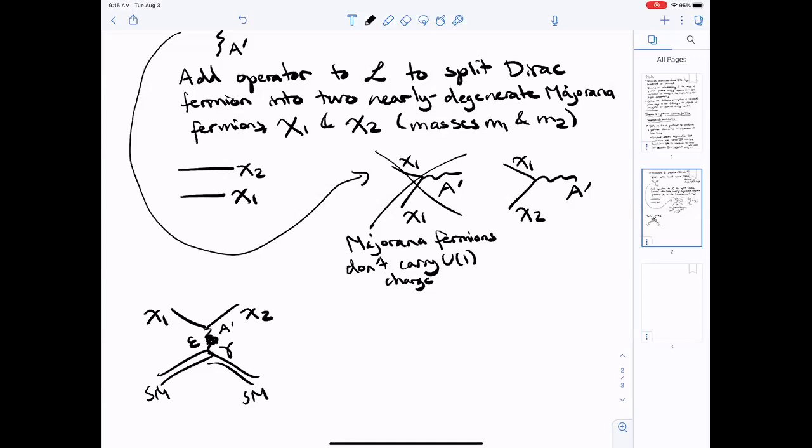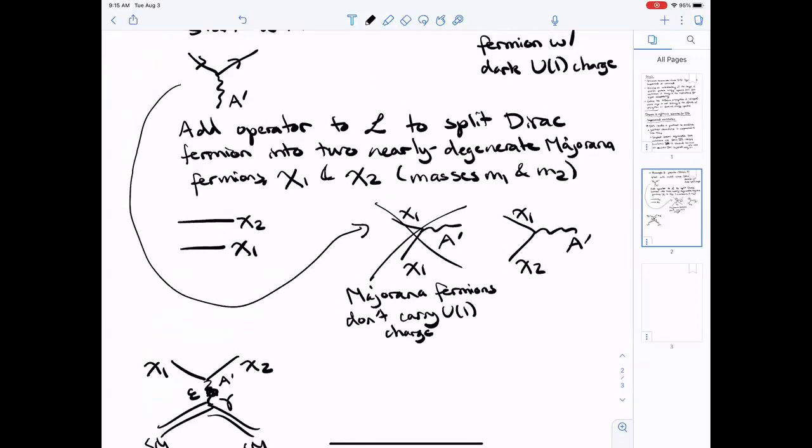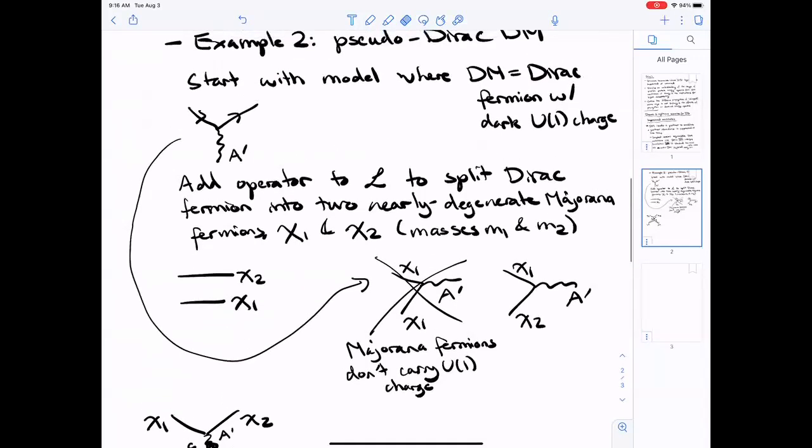Sure. Question there? The energy at which the Dirac fermion is splitting into the Majorana fermions, is that before or after freeze out? So it depends on how you set up. So the question was, does this splitting, which I said happens at low energy, the splitting of the Dirac fermion into Majorana fermions, happen before or after freeze out? It depends how you set up the term in the Lagrangian. The way that I'm familiar with, you usually have to break the dark U(1) in order to allow for this term.